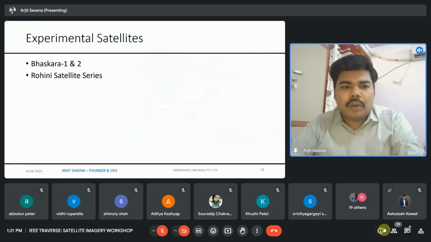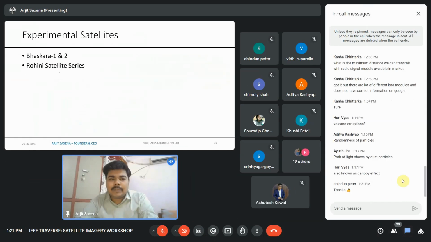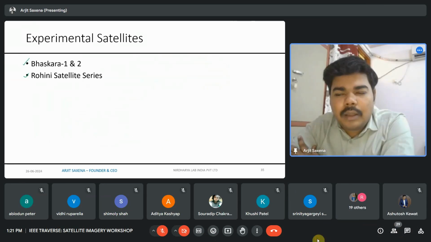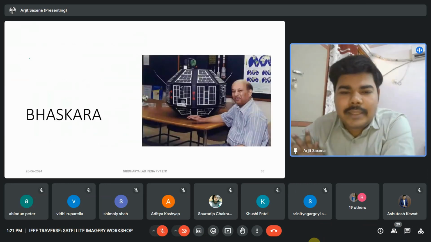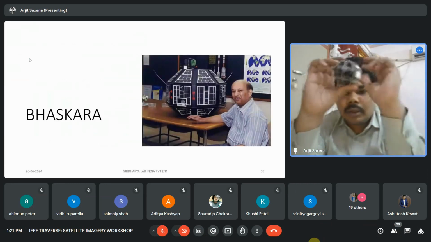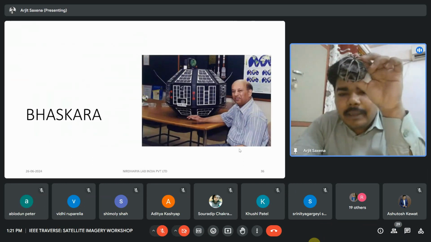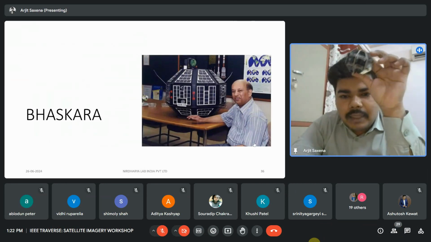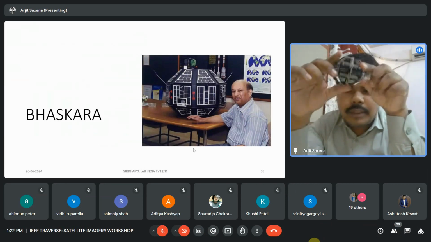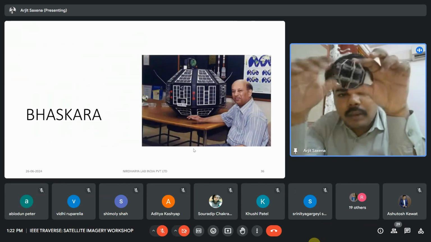So the first payloads are the experimental payloads, which are the Rohini satellite series. These are successful payloads, and the Bhaskara payload. The Bhaskara payload looks like this. You can see, this is a Bhaskara payload, and this is almost a replica of the Bhaskara payload.